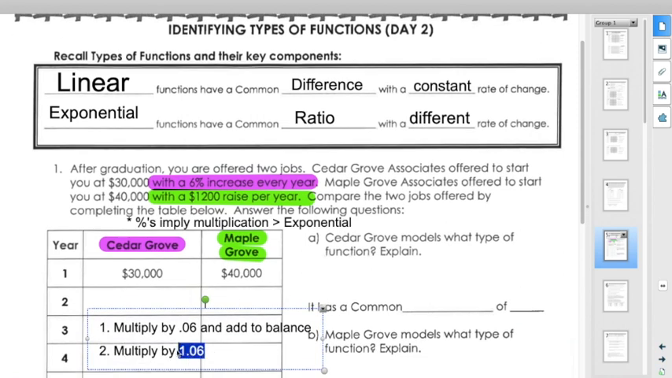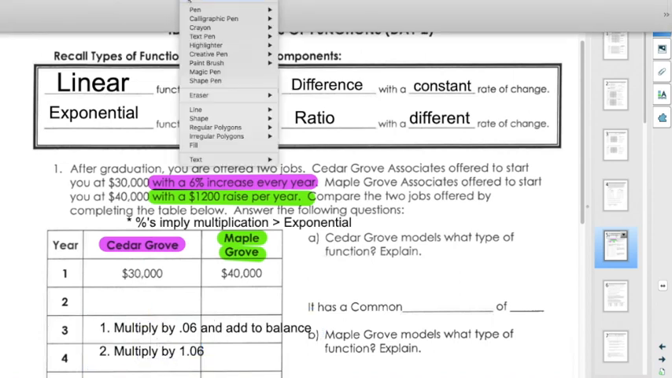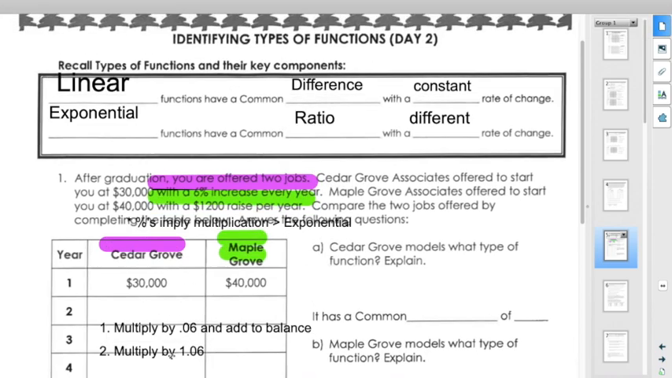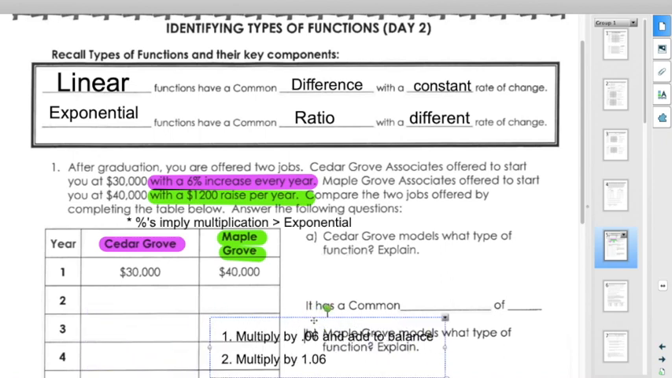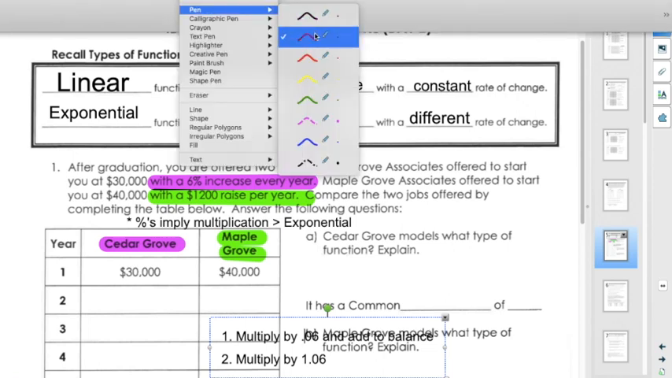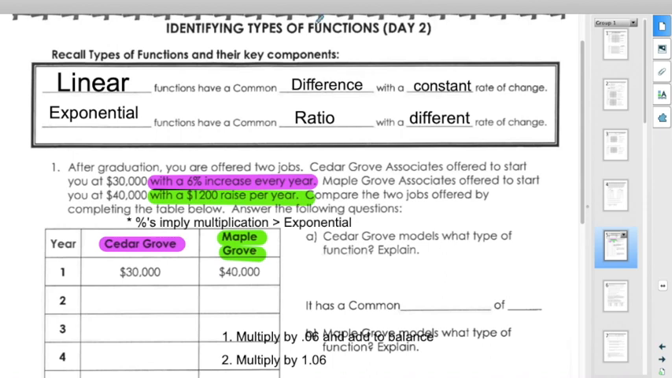And this is the way I'm going to be going about finding year 2, year 3, year 4. This is how I'm going to fill in my table, multiplying by 1.06. So this is where you should have your calculators. If I am multiplying 30,000 by 1.06, 30,000 times 1.06 in the calculator, I will get back 31,800. Okay, so that's year 2.